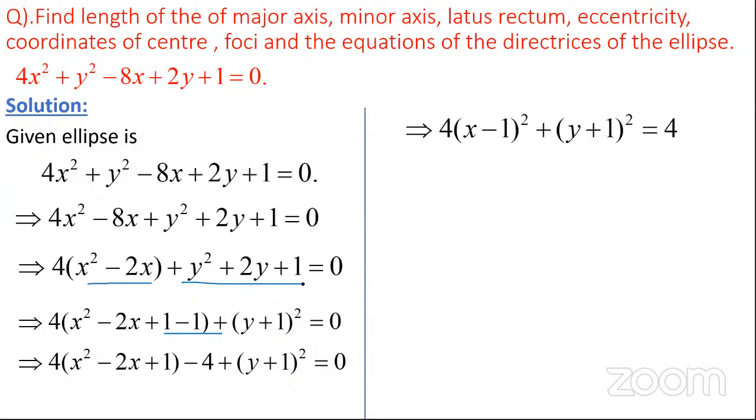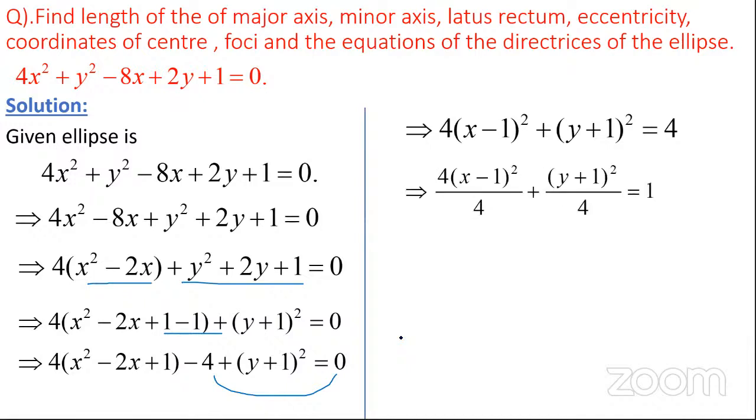Then 4 of x minus 1 whole square plus y plus 1 whole square equal to 4. Taking the 4 to the right side, it is a positive value. Then divide by 4: 4 of x minus 1 whole square by 4 plus y plus 1 whole square by 4 equal to 1. So x minus 1 whole square by 1 plus y plus 1 whole square by 4 equal to 1. Just compare with x minus h whole square by a square plus y minus k whole square by b square equal to 1.